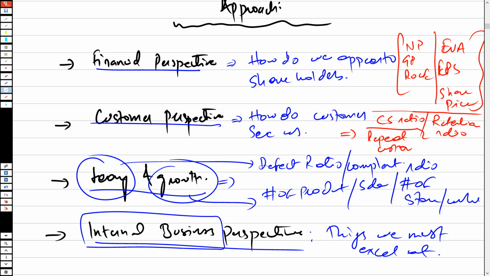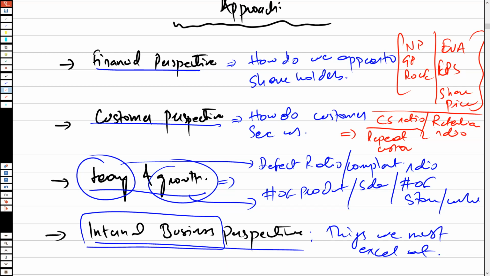Now, so then there is this learning and growth. What exactly is this learning and growth? Learning and growth actually means that you as an organization are learning. You as an organization are actually growing in terms of your skills, in terms of your experience, in terms of your performances over a period of time. That is something that you actually have to do.